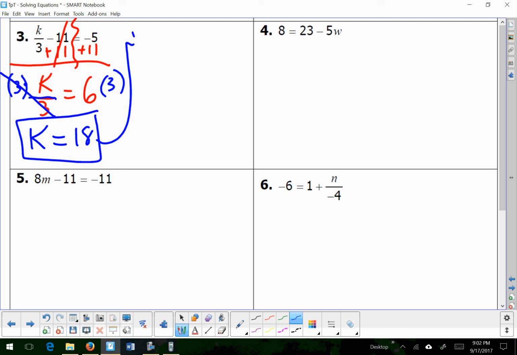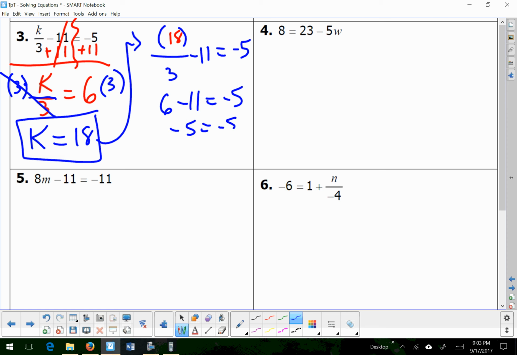Now I can check my work. Is my answer, divided by 3, take away 11, actually equal to negative 5? So if I plug my answer of 18 in here, I'm going to get 18 divided by 3, which is 6. 6 take away 11 is negative 5. That's how I know that I'm right.